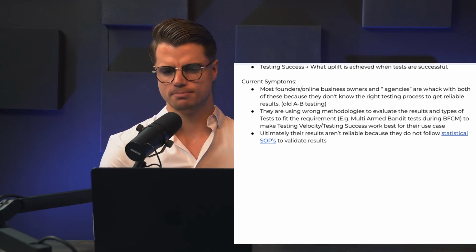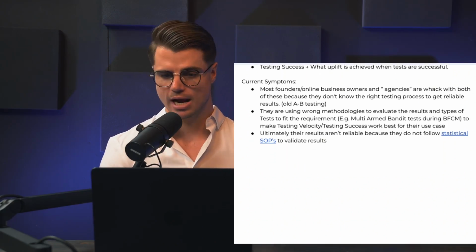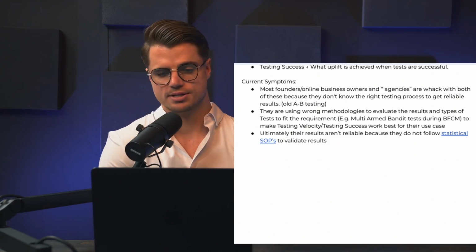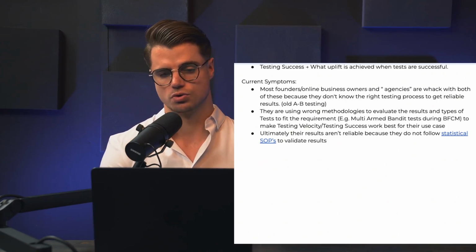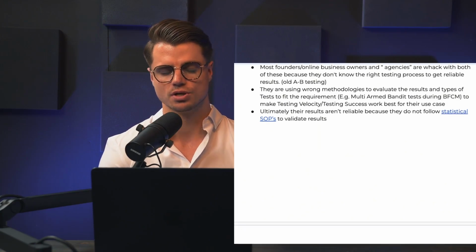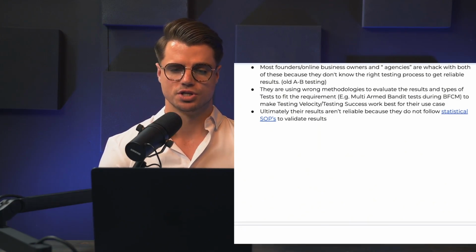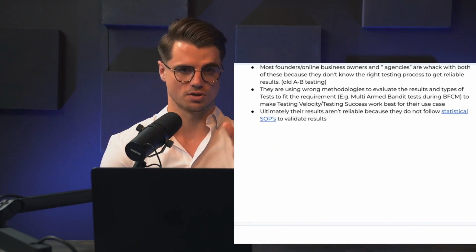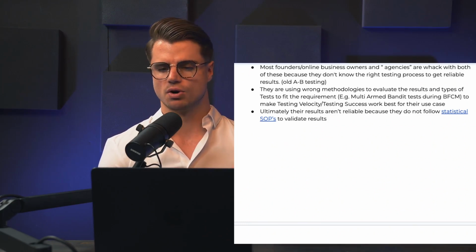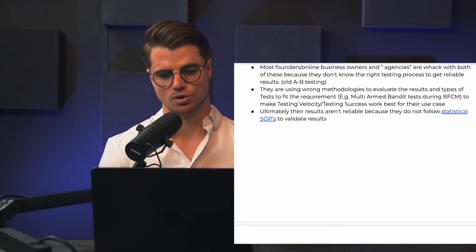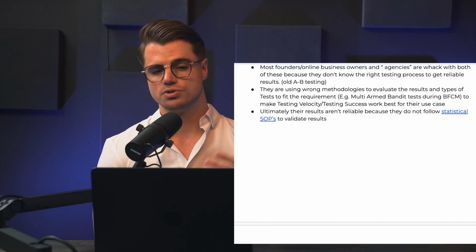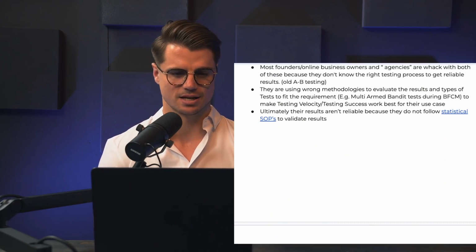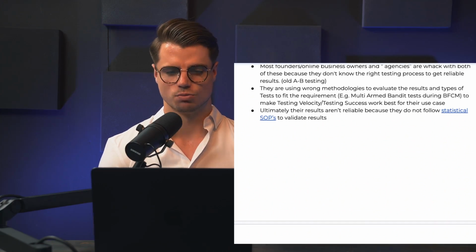So most founders and online business owners or agencies are really whack with this because they don't know the right testing process, and they rely on old school A/B testing stuff, and they are using wrong methodologies to evaluate the results. Now, don't get me wrong, A/B testing still works in certain segments of things, okay? But there are other things which you need to pay attention to. So these tests, they are using wrong methodologies, as I've mentioned, to evaluate results and types of tests, to find the fit requirement.